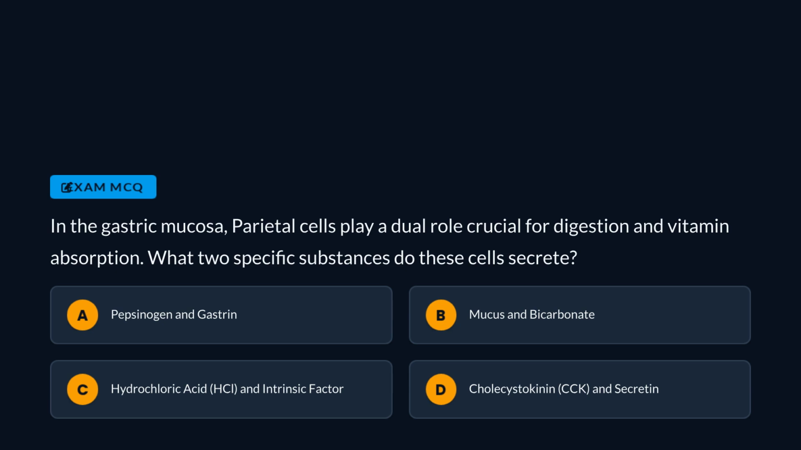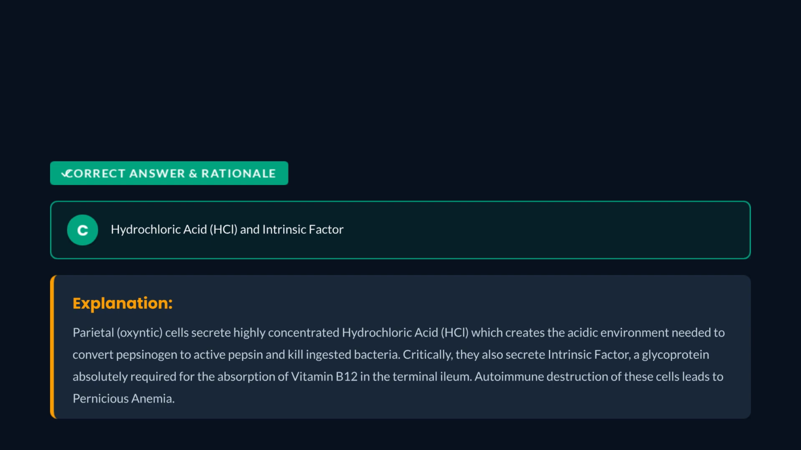Parietal cells in the gastric mucosa have a dual role. What two specific substances do these cells secrete? Parietal cells secrete hydrochloric acid, HCl, and intrinsic factor. HCl creates the acidic environment for digestion. Intrinsic factor is required for vitamin B12 absorption.